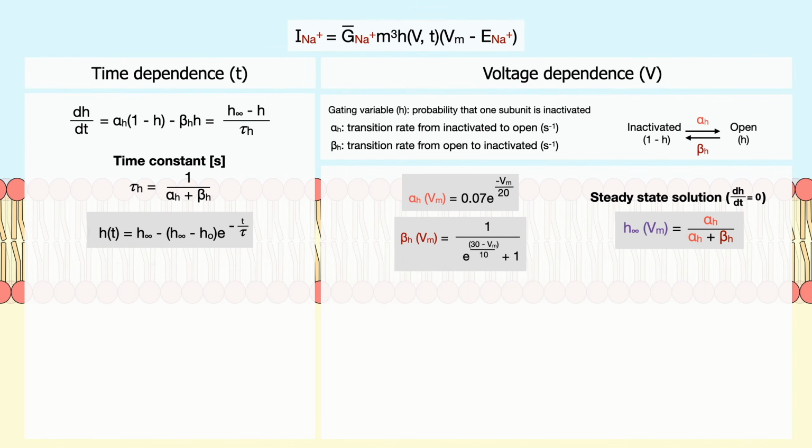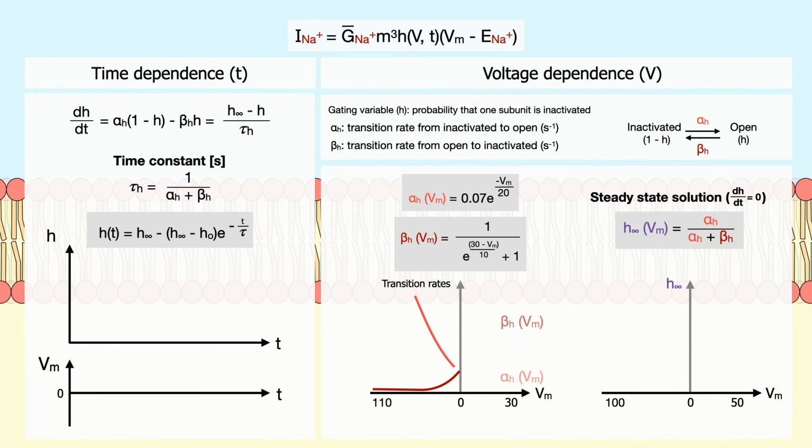Let's start with the voltage dependence of h. By plotting the equations derived from experimental data, you can see that the curves for alpha h and beta h are inverted relative to the transition rates of m and n. Consequently, the graphs for h infinity and h as a function of time are also inverted. The way to interpret this is that at rest, the h gate is open and then closes as voltage increases due to the inactivation motif clogging the pore of the channel.